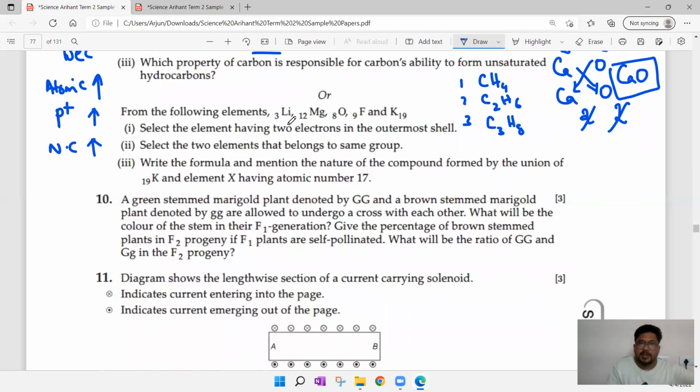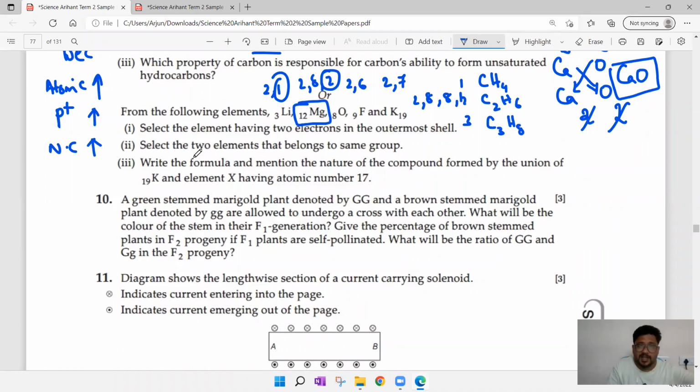Next, internal choice question. From which of the following elements, lithium, magnesium, oxygen, fluorine and potassium, select the element having 2 electrons in its outermost shell. If you write the electronic configuration, there should be 2. Lithium is 2, 1, so it is 1. Magnesium is 2, 8, 2. Yes, we have 2. Oxygen is 2, 6, so there is no 2. Fluorine, 9, is 2, 7. Potassium, 19, is 2, 8, 8, 1. Right? So the answer is magnesium.